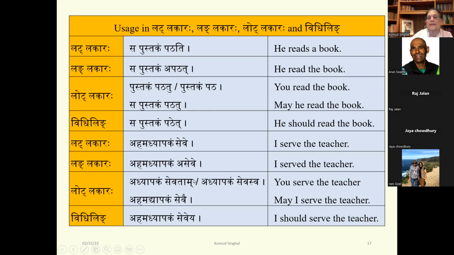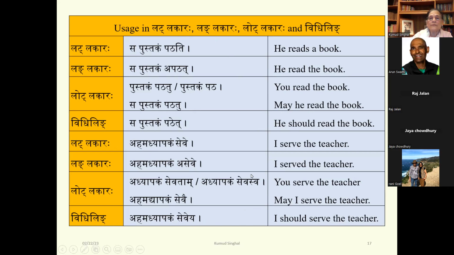Adhyapakam sevatam. Now we are looking at the atmane pada dhatu. So here it was pathatu, patha; here it is sevatam, sevaswa. These are the parasmai pada forms and these are the atmane pada forms. Adhyapakam sevatam, adhyapakam sevaswa, you serve the teacher. Then adhyapakam sevai, may I serve the teacher. And vidhiling will be adhyapakam seveya: I should serve the teacher.